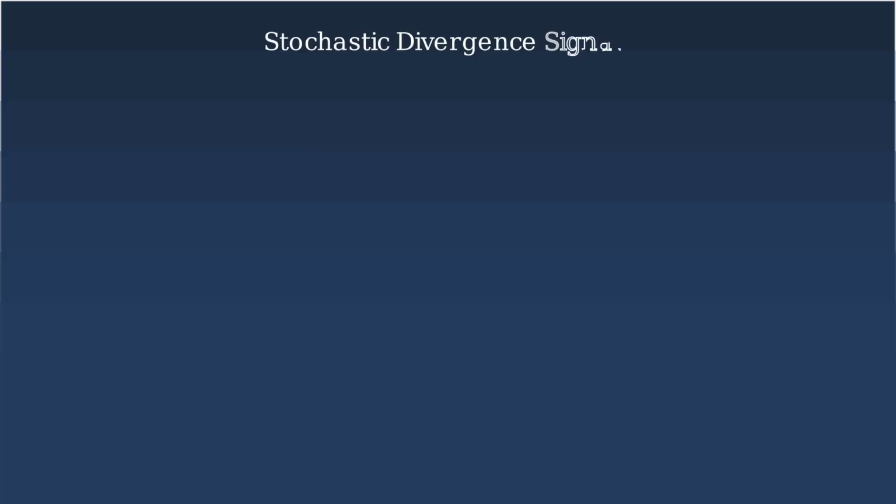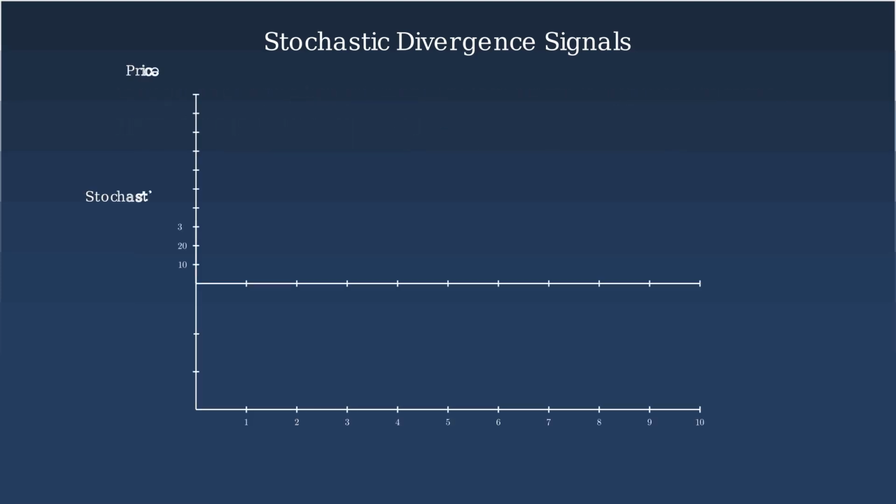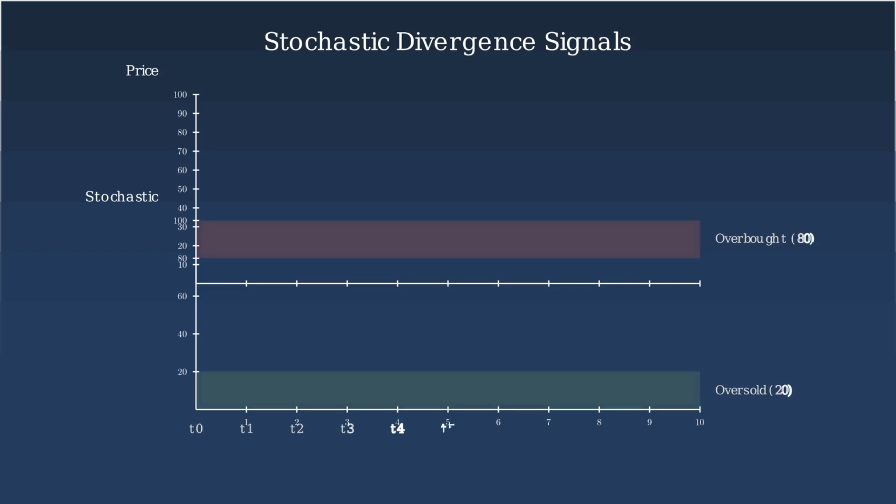Stochastic divergence signals are powerful indicators of potential market reversals. Divergence occurs when price movement and the stochastic oscillator move in opposite directions, signaling a weakening trend that may soon reverse. To understand divergence, we need to examine both price movements and stochastic indicator patterns. The stochastic oscillator typically ranges between 0 and 100, with values above 80 considered overbought and below 20 considered oversold.